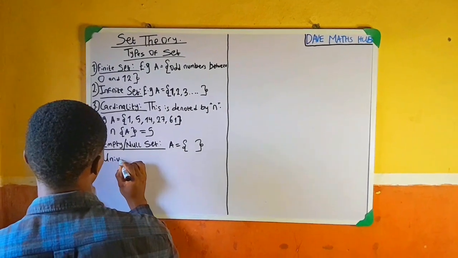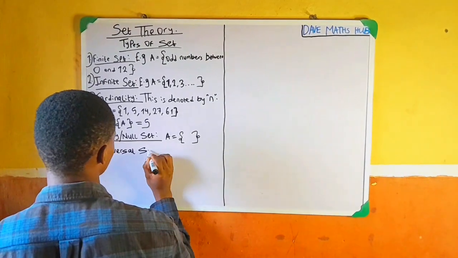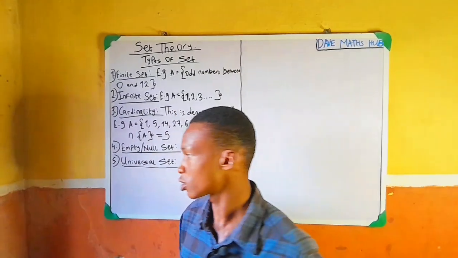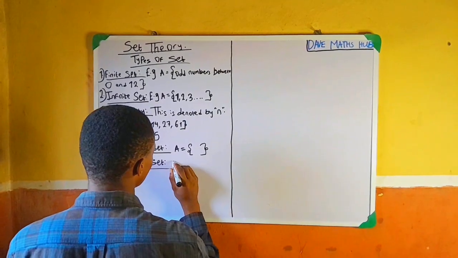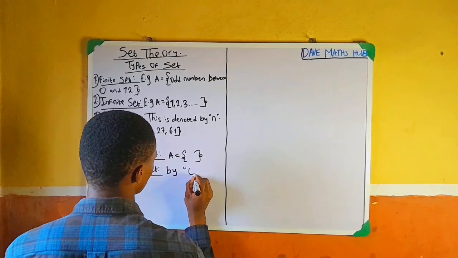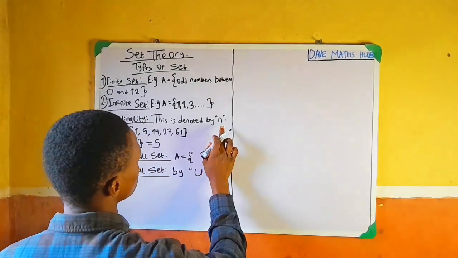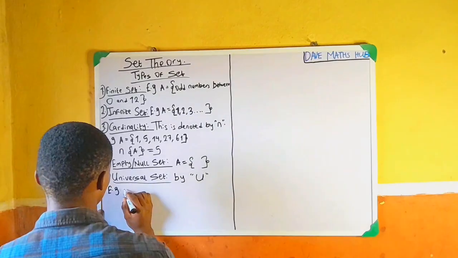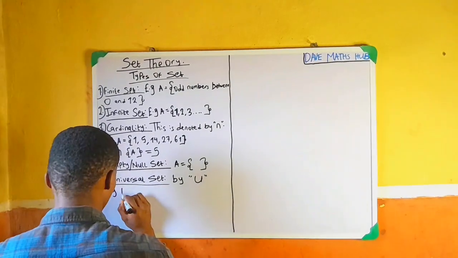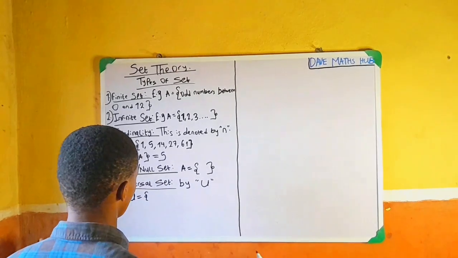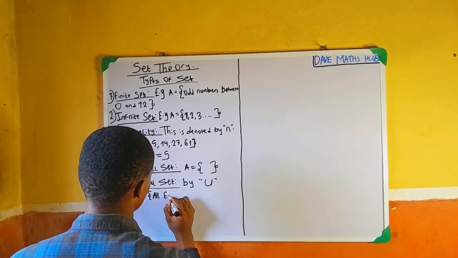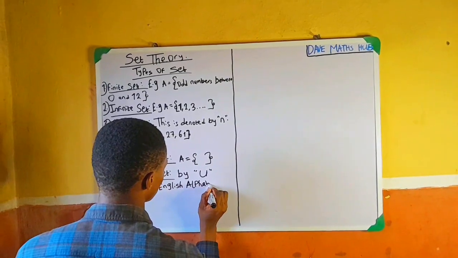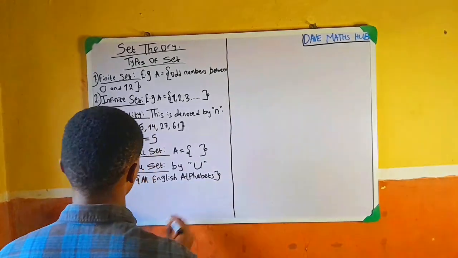Number 5, we have universal sets. So this is the collection of all conceivable objects under consideration, and it is denoted by U. Just like cardinality is denoted by n, universal is denoted by U. So, e.g., U equals to, we can say, all English alphabets. That is A, B, C, D down to Z.